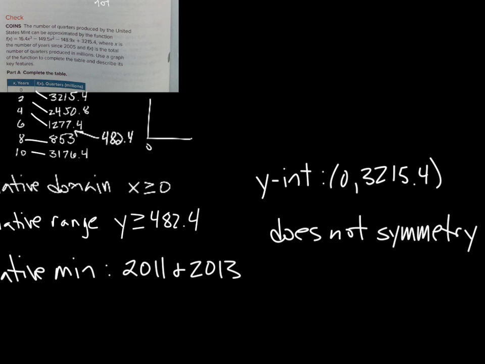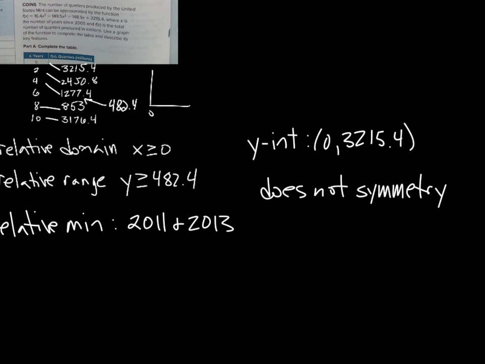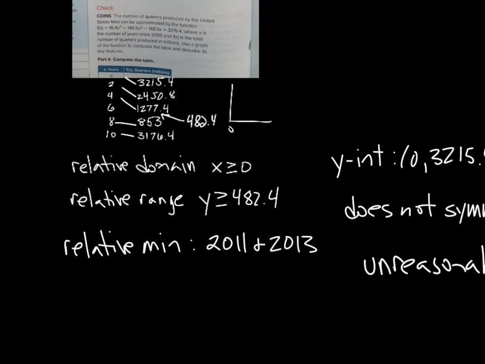And then, is it safe to assume this trend will continue indefinitely? Basically what they're saying is, at some point, are we going to have an infinite amount of quarters? So the word the book uses is unreasonable. It's unreasonable to think that just because we started going back up in year 10 here, that means forever and ever we're just going to have more and more quarters coming out of our ears.